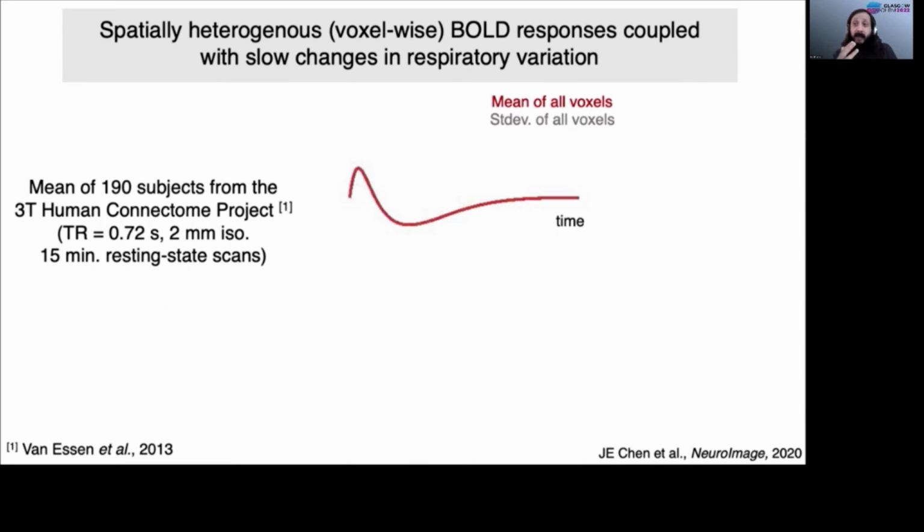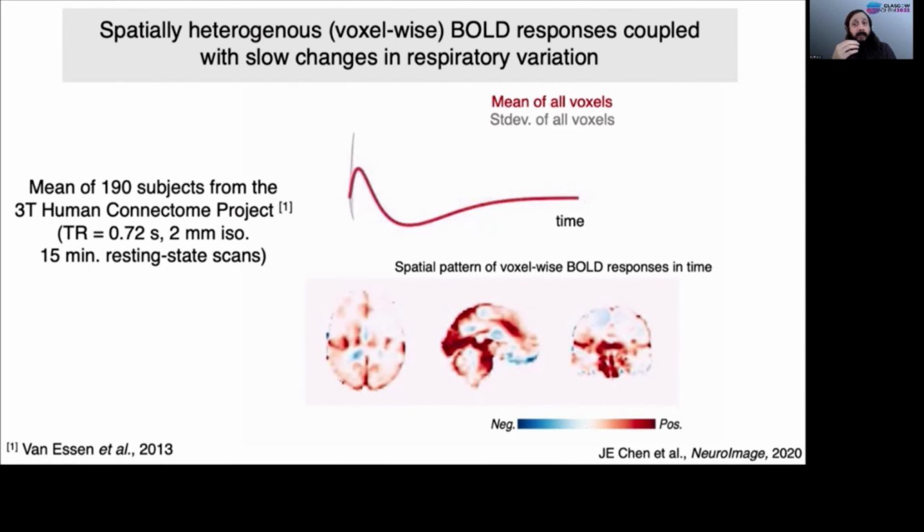And so to test this, we deconvolved the slow changes of external physiological recordings from the resting state BOLD time course at each voxel. We leveraged the large number of subjects provided by the HCP dataset and estimated the responses after correcting for instantaneous physiological noise, in this case using RETROICOR. And so here are the results of this analysis based on, again, the recording of respiration.